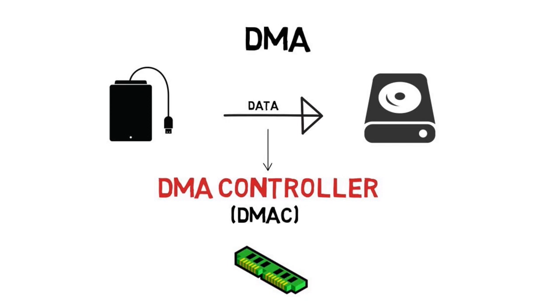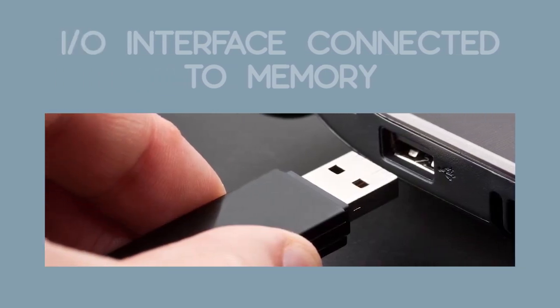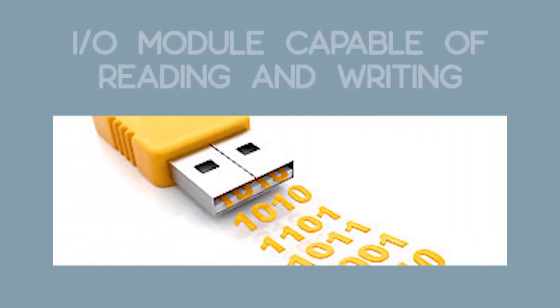So now you know what a DMA is, but let's go deeper into the process. There are several conditions that must be met for direct memory access to take place. The first condition is that the I/O interface and memory must be connected. In some systems, both are already connected by the same bus, so this condition is easily met. The second condition is that the I/O module must be able to read and write to memory. It does so by stimulating the CPU's interface with memory.